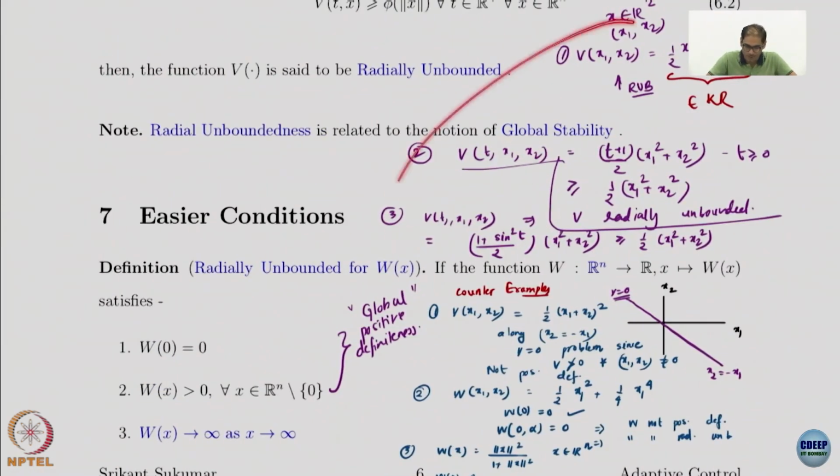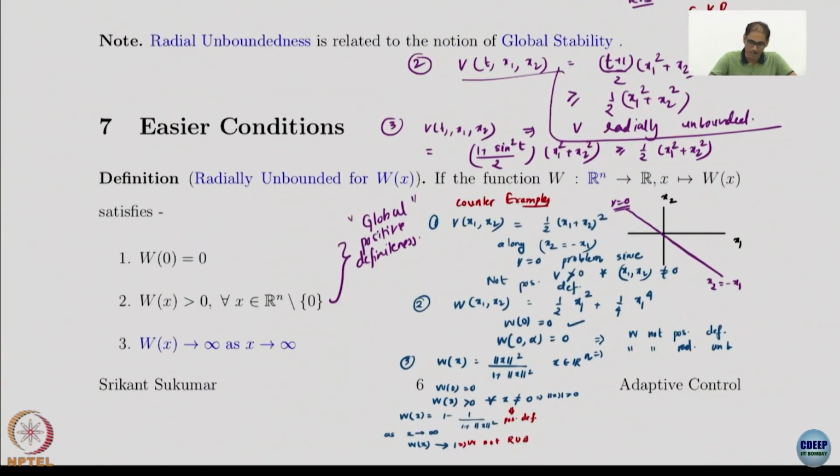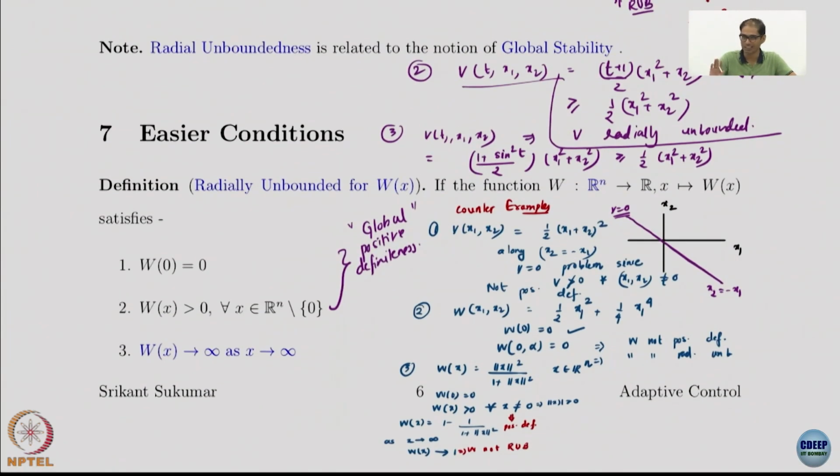Unfortunately, for all the examples I am taking, the easier conditions and the normal conditions don't look too different, but I can promise you these easier conditions are what most people use. They never try to find a lower bounding class K function and class KR function. Alright, what are the easier conditions?